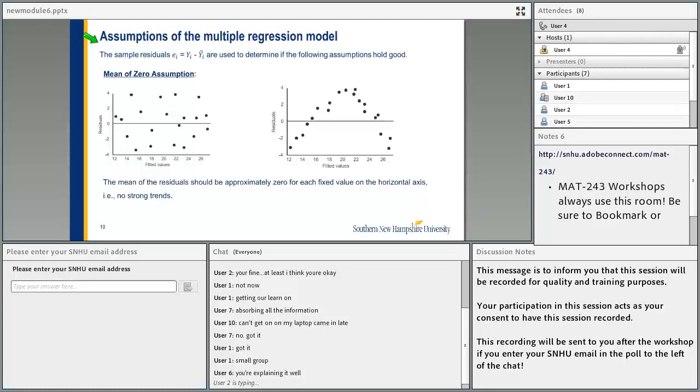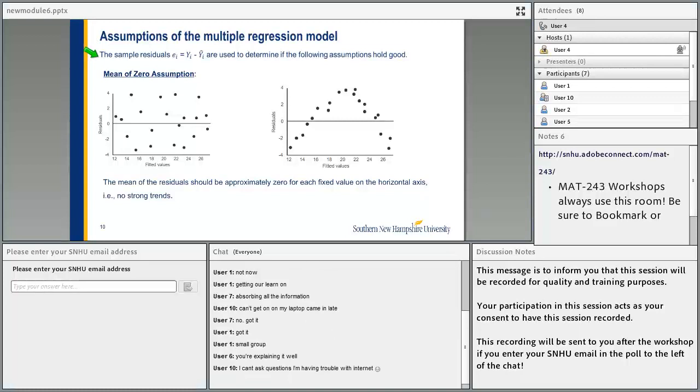All right. Thank you. Okay, what are the assumptions? Like last week, we looked at some assumptions, if you remember. We're going to do the same thing again now. This is for multiple regression. So the sample residuals, e i equals y i minus y hat i, are used to determine if the following assumptions hold good.